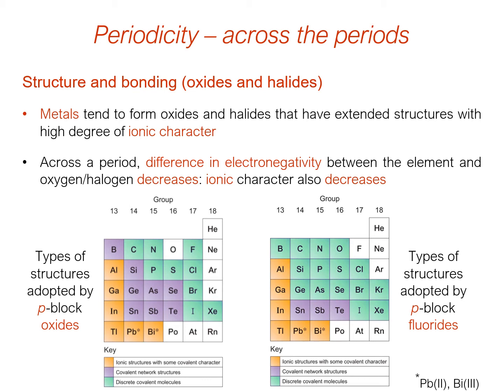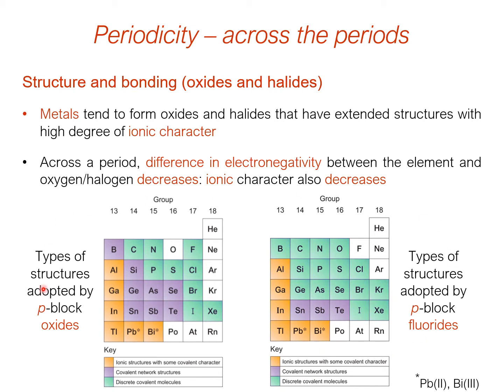So metals, which you'll remember are on the bottom left of the P block, because they've got a lower ionization energy, tend to form oxides and halides with extended structures with a high degree of ionic character. So this is very much like we saw for the S block metals, actually.